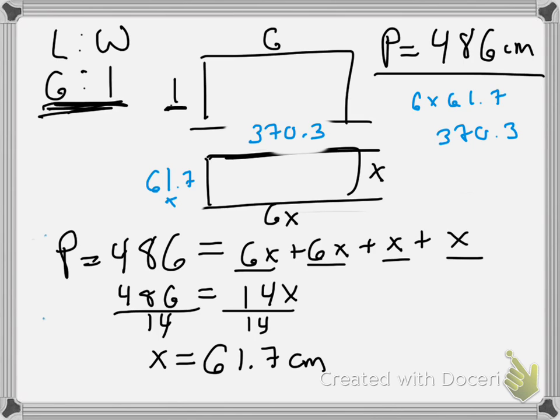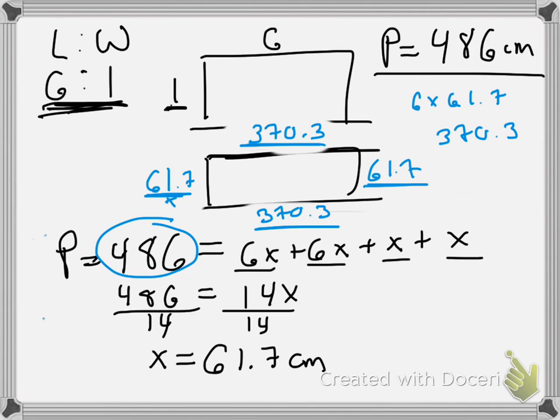And we can make sure that that's right by going back and plugging in 61.7 and 370.3. I can just add all these up. 61.7 plus 370.3 plus 61.7 plus 370.3. And I do, in fact, get the answer of 486 centimeters. And so that covers us. We know what our length and width are. Our length is 370.3. That's the longer side, and our width is 61.7.